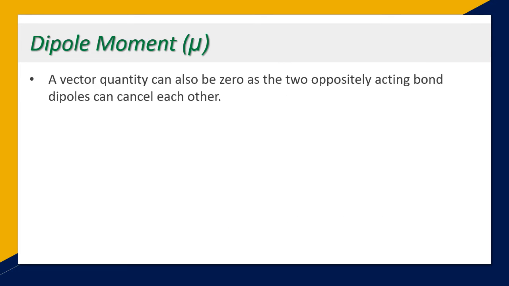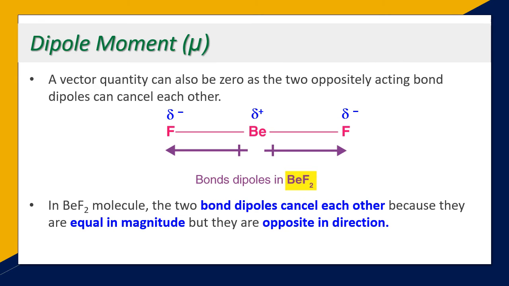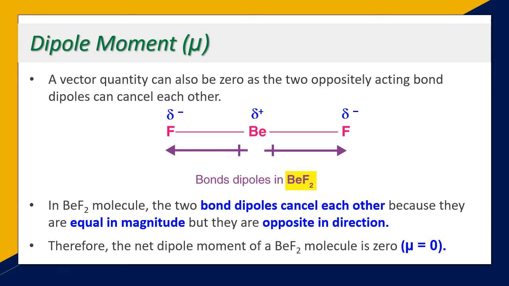A vector quantity can also be zero, as two oppositely acting bond dipoles can cancel each other. For example, in the beryllium difluoride molecule, the fluorine atom is more electronegative than the beryllium atom. Thus, the fluorine atom will be negatively charged and the beryllium positively charged. In this molecule, the two bond dipoles cancel each other because they are equal in magnitude but opposite in direction. Therefore, the net dipole moment of the beryllium difluoride molecule is equal to zero.